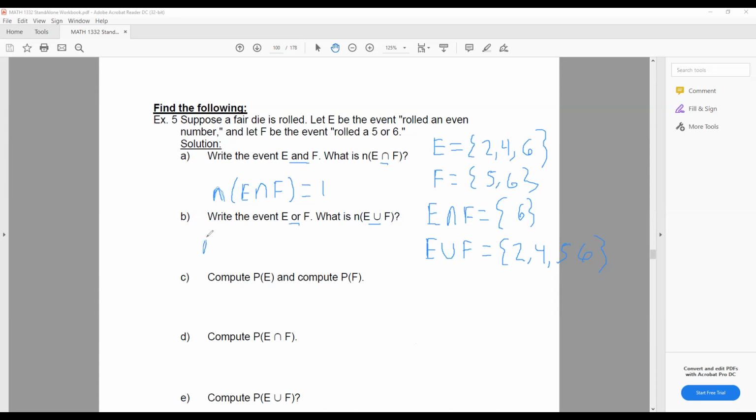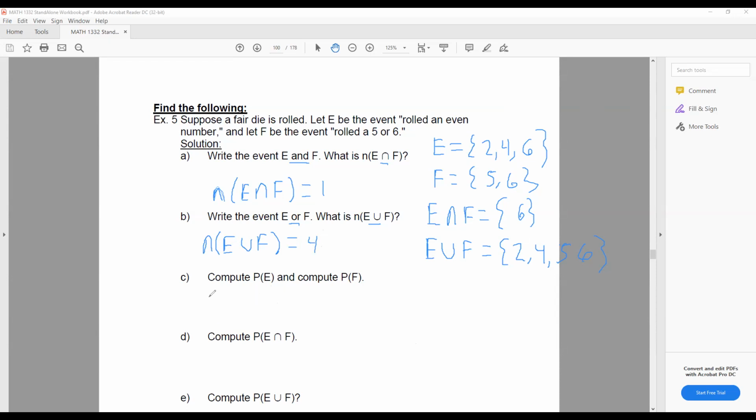So the number of elements in that new set, the n, that's all that n means. It's just count how much stuff is in there. So 1, 2, 3, 4. So knowing how much is inside the sets will help us compute probabilities.